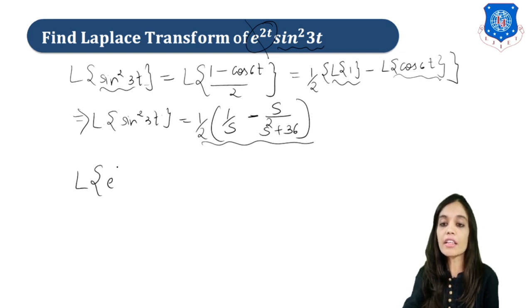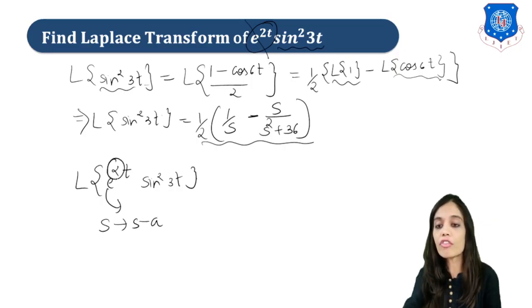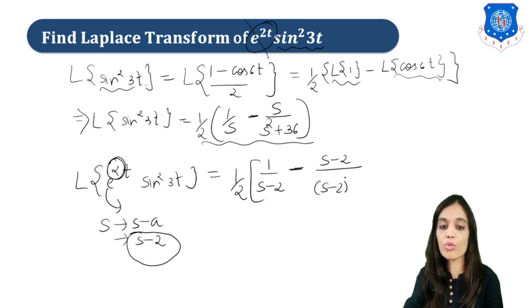Now write e raised to 2t. So Laplace of e raised to 2t sine square 3t. Whenever e is there, you have to replace s by s minus a. Here the value of a is 2. So you have to replace s by s minus 2. In this answer, just replace s by s minus 2. So you will get your answer as 1 upon 2 times 1 upon s minus 2 minus s minus 2 upon s minus 2 whole square plus 36, right? So this is our final answer.